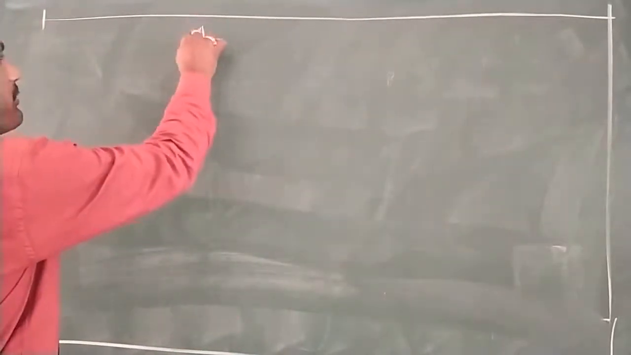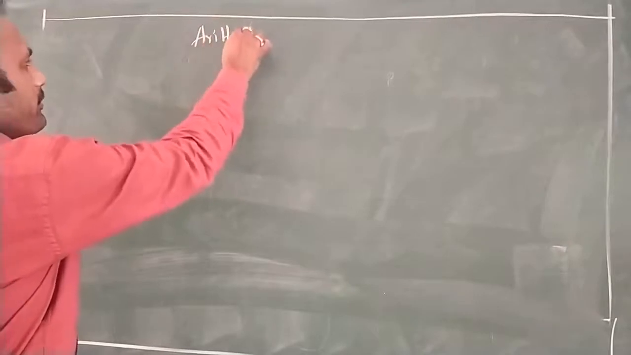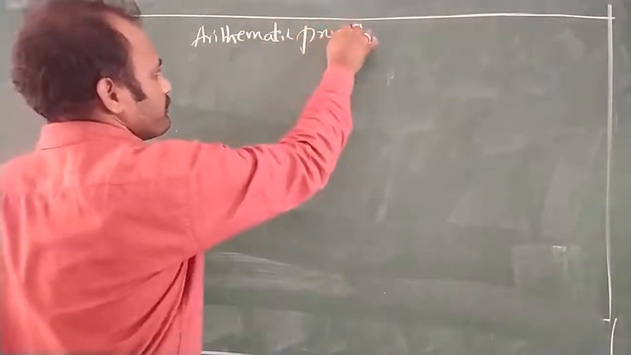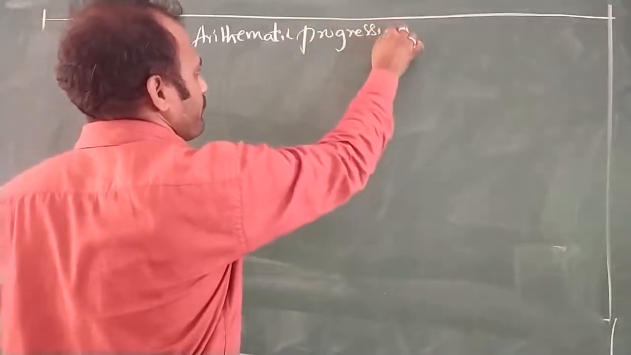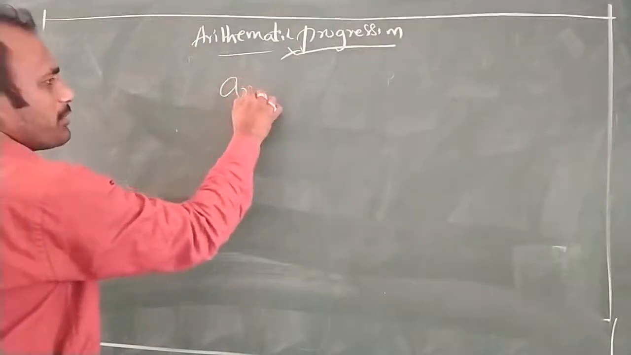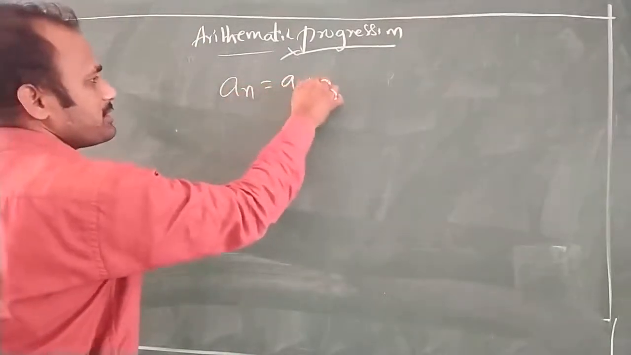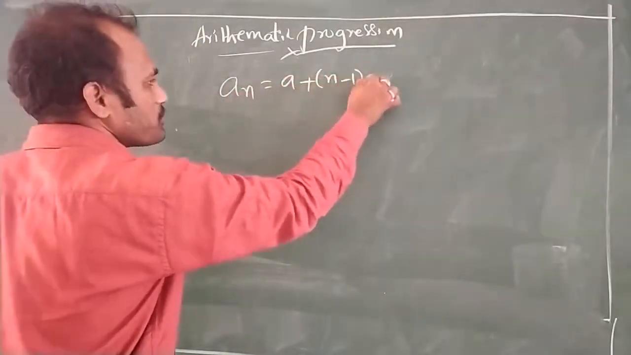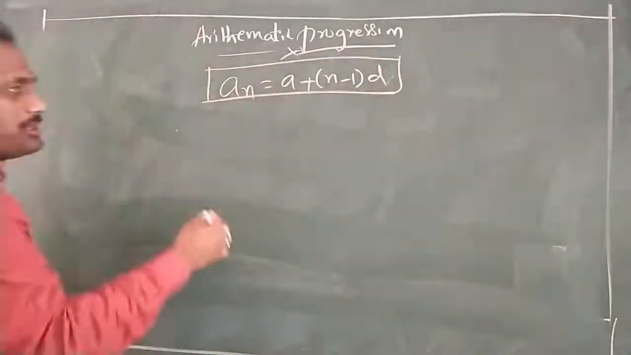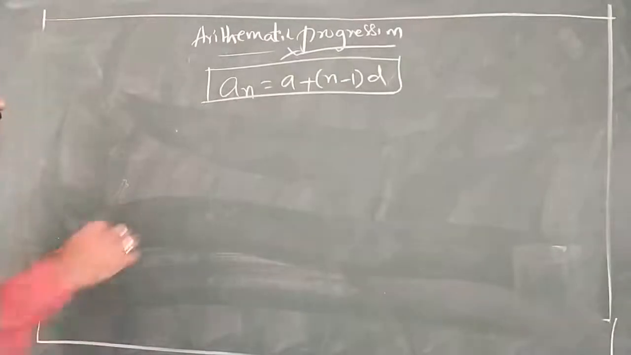Very good morning, students. We will continue with arithmetic progressions, next topic. So far we have discussed the general term of AP, that is a_n is equal to a plus (n minus 1) into d. Based on this we can find any term in a series.